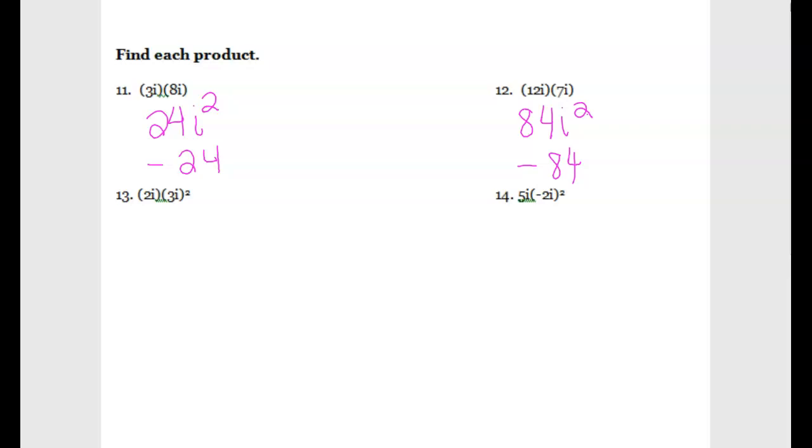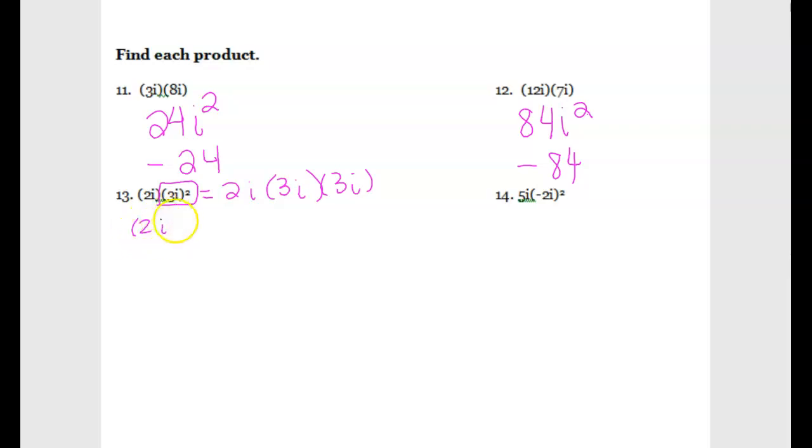Order of operations says exponents before multiplying. So in this example here, it's 2i times 3i times 3i. People have a tendency to want to multiply the 2 and the 3 to get 6, and then square 6. But order of operations would tell us that I have to square the 3i first, then multiply.